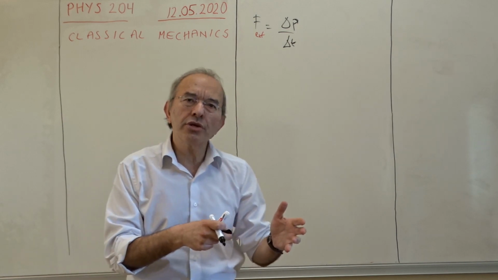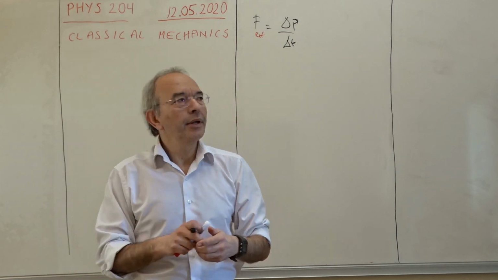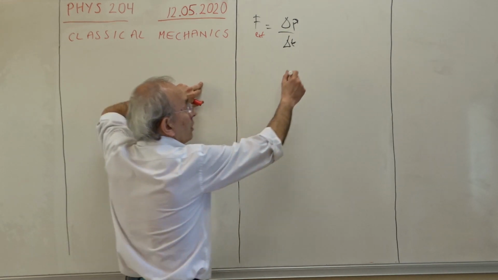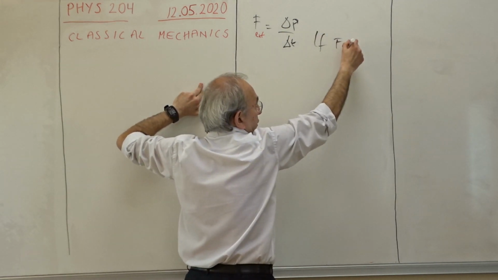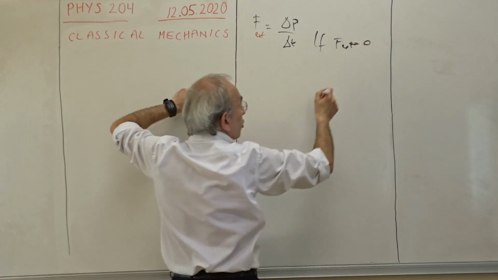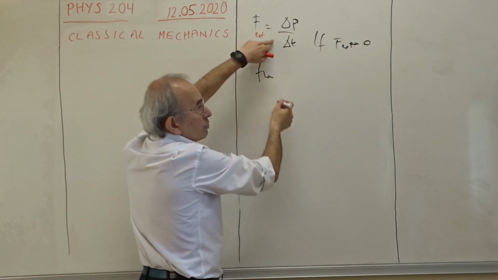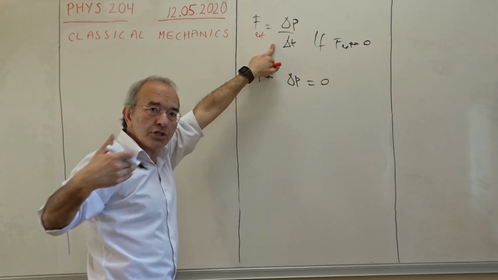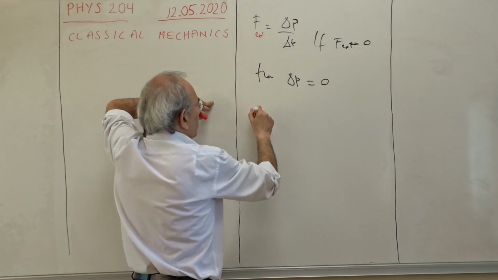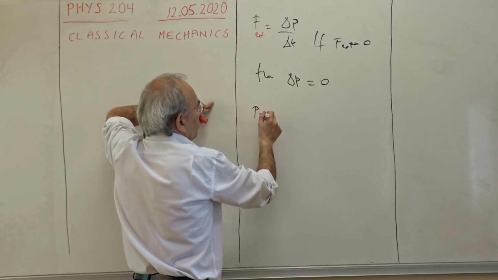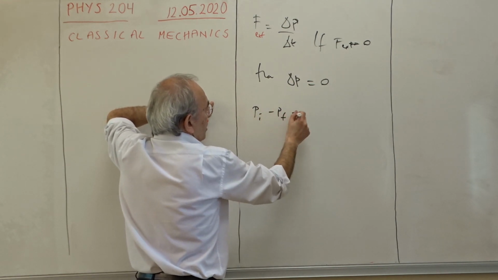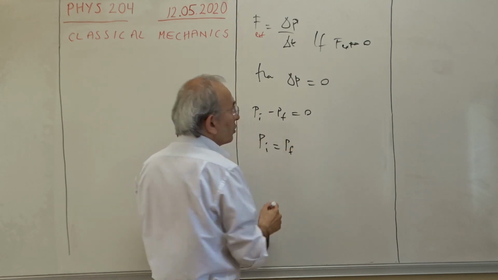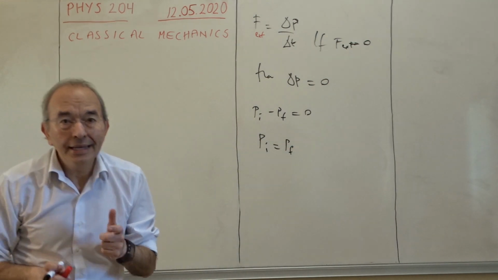Momentum, whether it is 0 at the beginning or some positive number, remains the same. If F external is simply 0, then what happens to the right hand side? Delta P is also 0. But delta P is the change of momentum between, let's say, Pi and Pf. Pi minus Pf will be 0. So it means P initial is equal to P final.